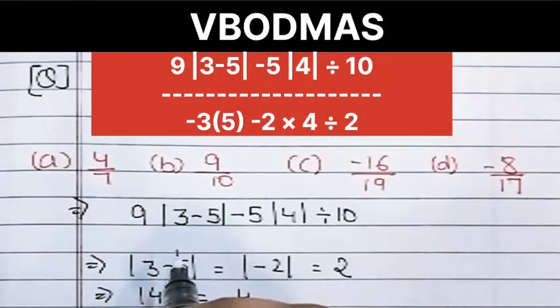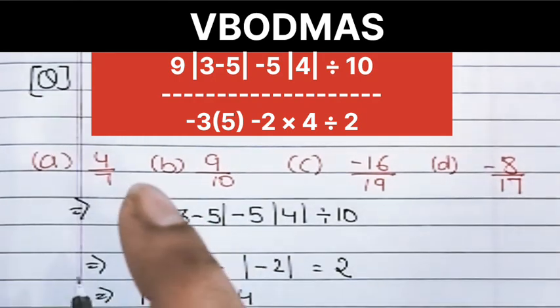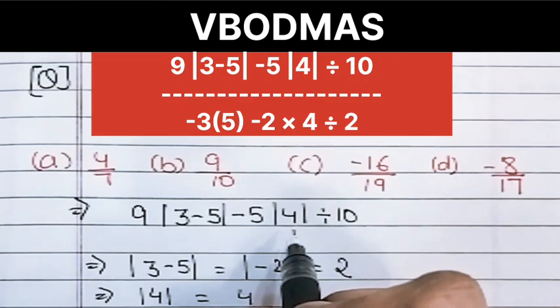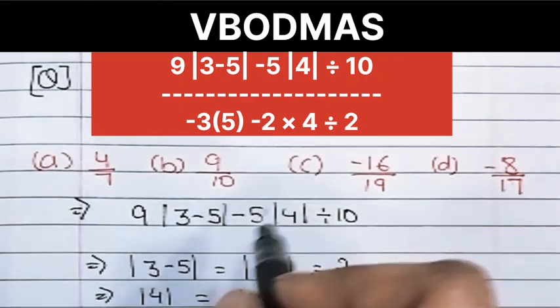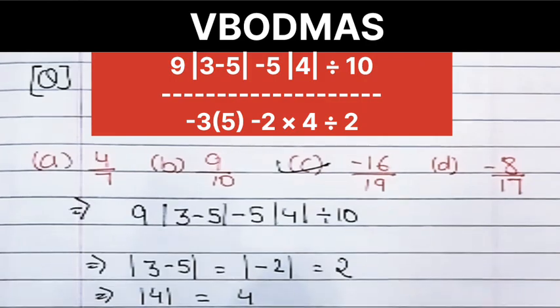Conclusion: following the BODMAS rule strictly ensures that we handle the absolute value first and then the multiplication and division before finishing with the subtraction. Now the correct option is C, minus 16 upon 19, and I hope it is clear.